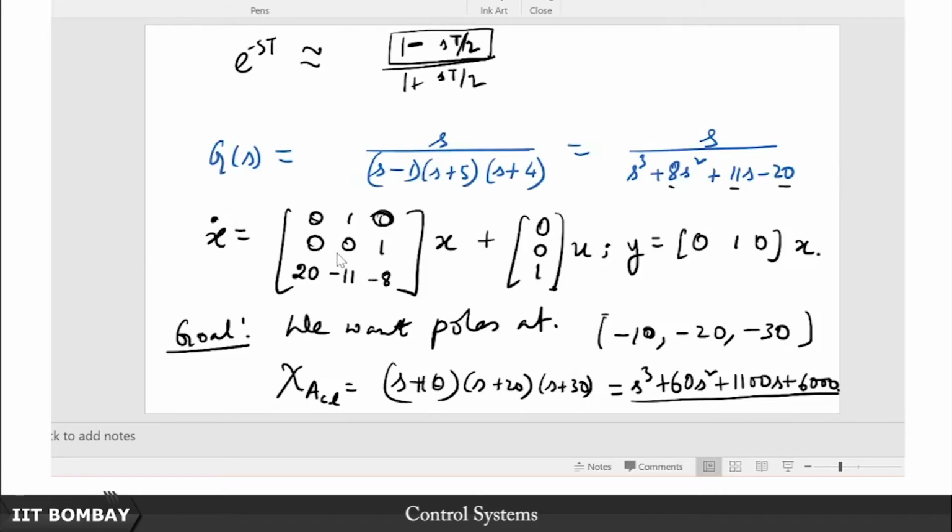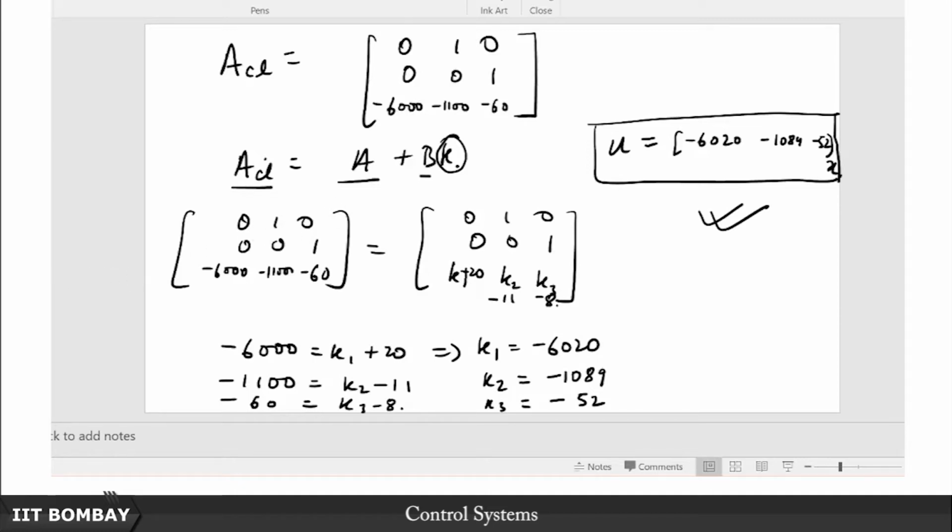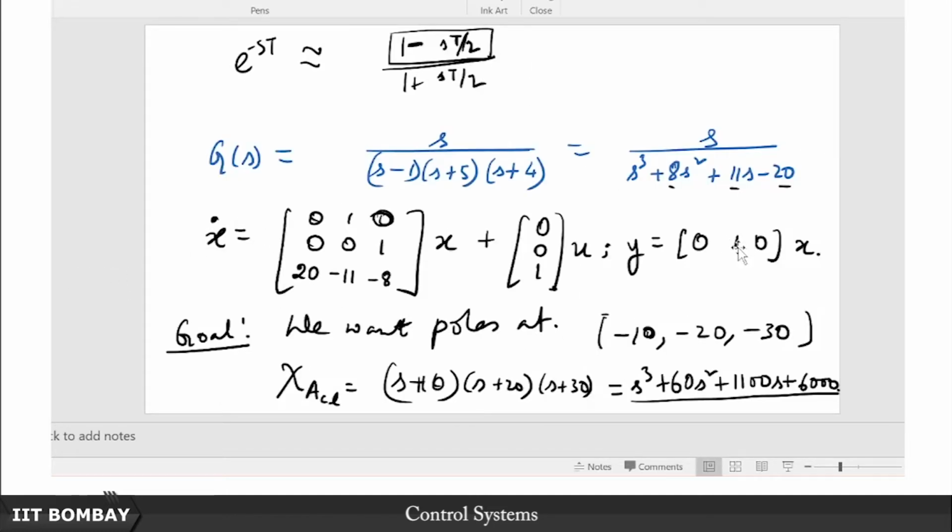So the observability matrix turns out to be 20 minus 11 minus 8. Please do not be fooled into thinking that in the controller canonical form or the phase variable canonical form, the observability matrix almost always, without exception, turns out to be like this. No, it does not. This is not true in general. It just so happens that here the structure of the C matrix itself dictates this. For example, if you had just 0 0 1 as the C matrix, then of course the first row wouldn't have been equal to the A matrix, and there is no reason to suppose that it is in general equal to A.